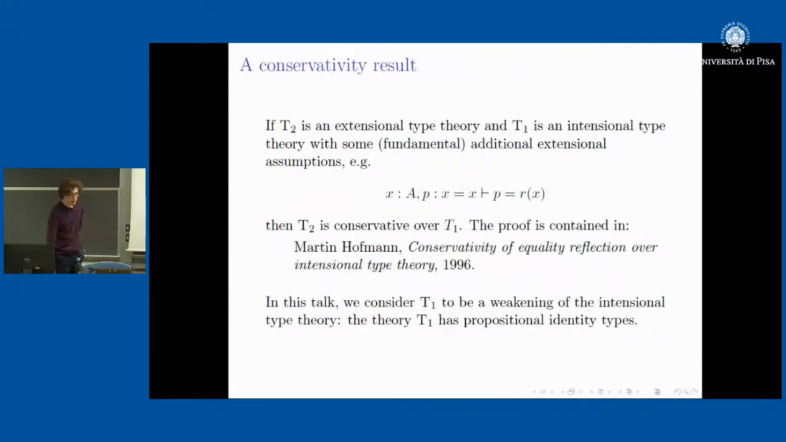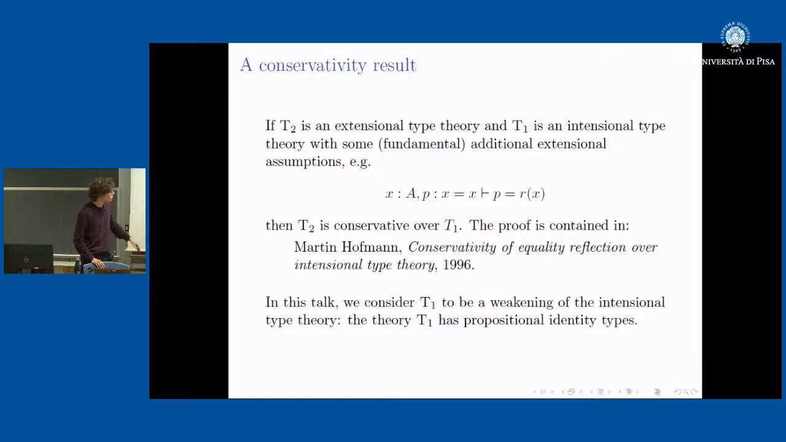For instance, a conservativity result that appears in the literature is the following. T2 is an extensional type theory, and T1 is an intensional type theory with some fundamental extensional assumptions, like for instance that any loop P is propositionally a reflexivity. With these two theories, you actually have a conservativity result: T2 is conservative over T1. And the proof is contained in this work by Hofmann of 1996, on which this talk is based.